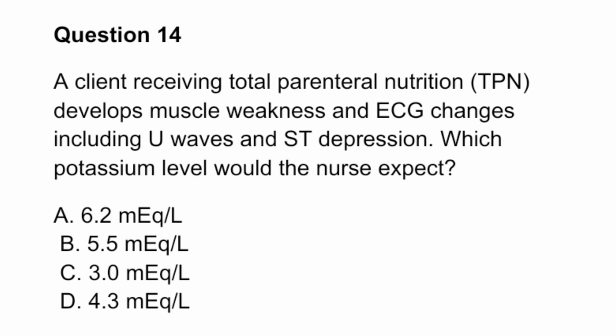Question 14. A client receiving total parenteral nutrition, or TPN, develops muscle weakness and ECG changes including U waves and ST depression. Which potassium level would the nurse expect? A. 6.2 milliequivalents per liter. B. 5.5 milliequivalents per liter. C. 3.0 milliequivalents per liter. D. 4.3 milliequivalents per liter.